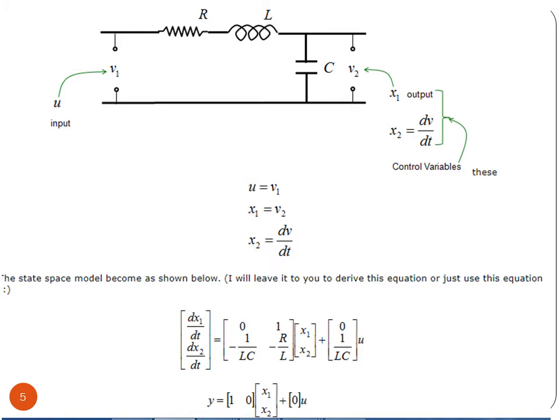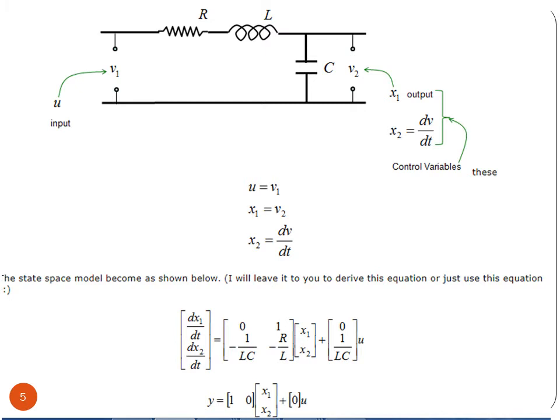As an example, let's go back to the modeling of this system, the RLC system. We have the input u, which is V1, the output y, which is V2. This system has been modeled before as being a second order system. It is 1 over LCs squared plus RCs plus 1.